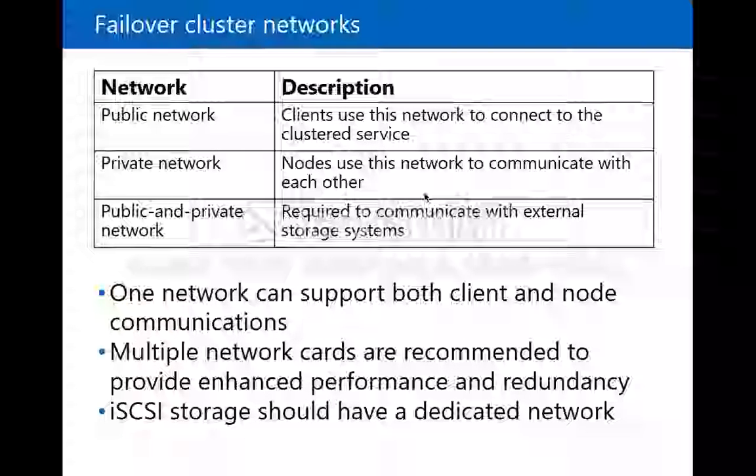So for the networks we talked about, we have public networks, private networks, or public and private networks. Also, depending on the kind of storage we have, if we have iSCSI storage, we should have a dedicated network for the connection. Also multiple network cards for performance and redundancy, NIC teaming, and using the MPIO feature on Windows Server to provide multipath redundancy.